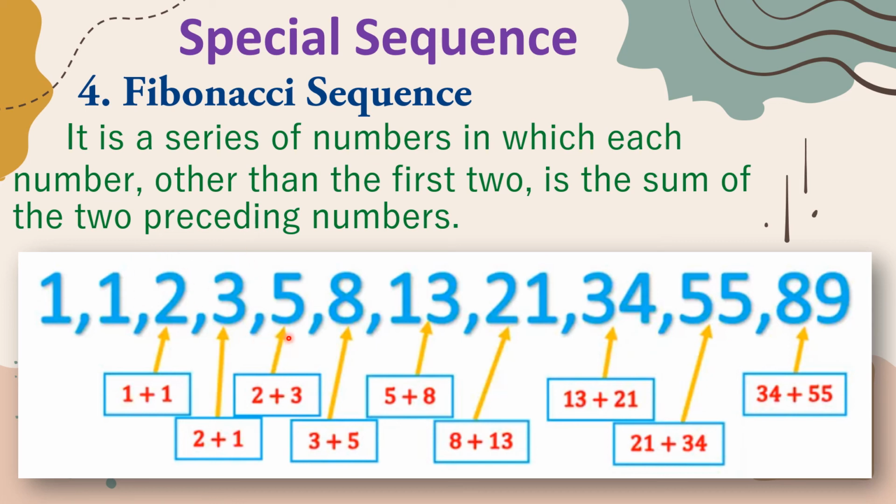2 plus 3 is 5. 3 plus 5 is 8. 5 plus 8 is 13. 8 plus 13 is 21. 13 plus 21 is 34. 21 plus 34 is 55. 34 plus 55 is equal to 89.